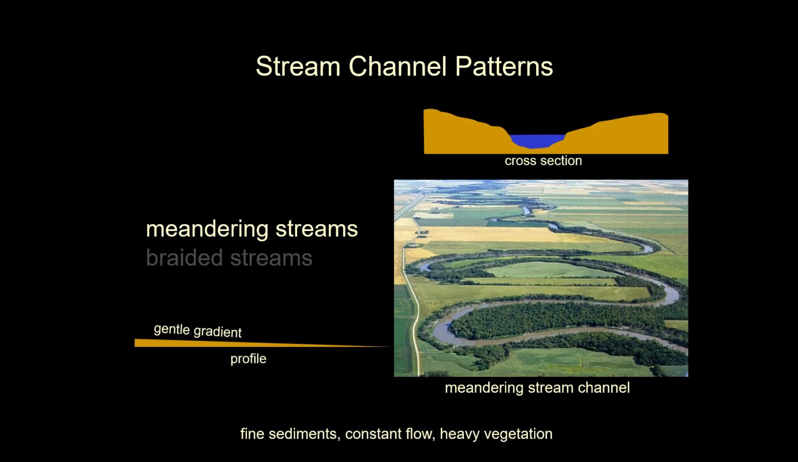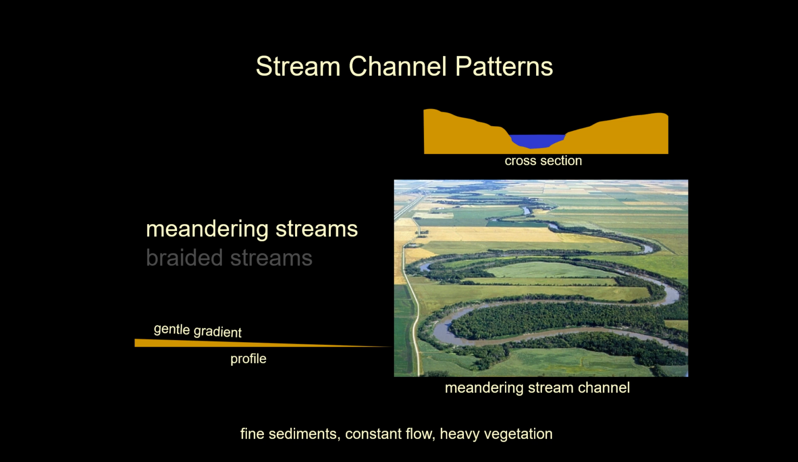Okay, a little bit about stream channel patterns. In Oklahoma, where I live, and many of you do as well, we actually have two different types of stream channel patterns that I wanted to mention. In the eastern part of the state, with rivers like the Illinois River, a real famous river for canoeing and floating, we have a meandering stream channel.